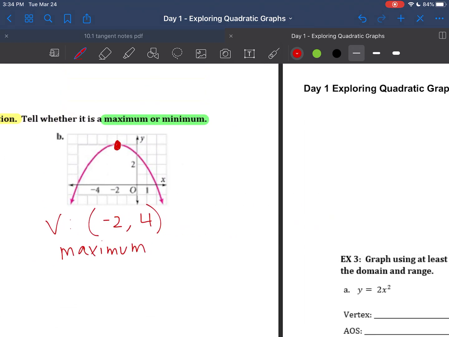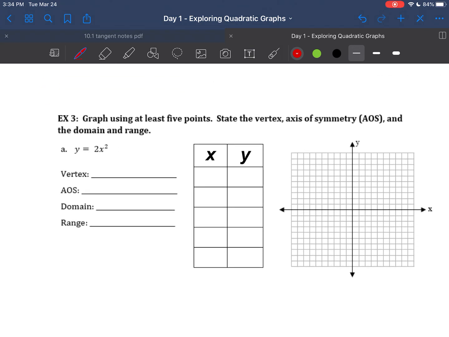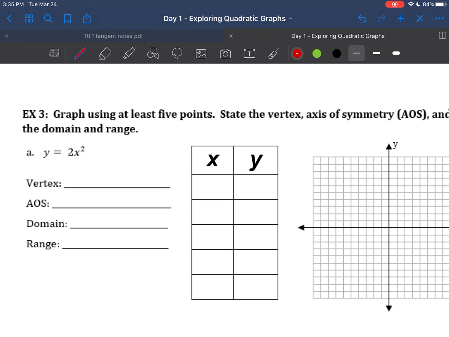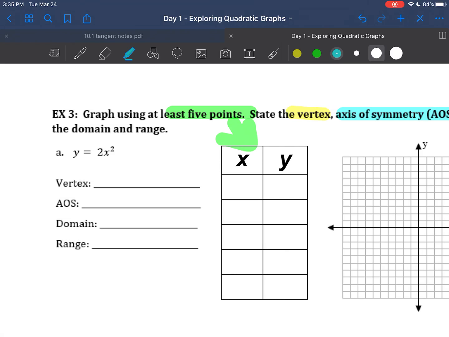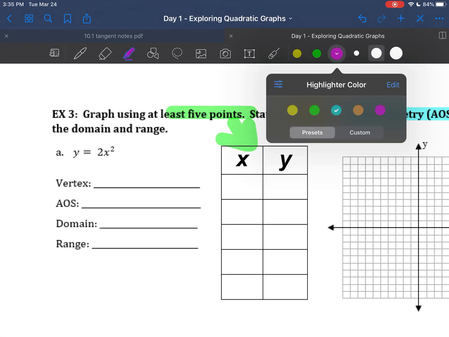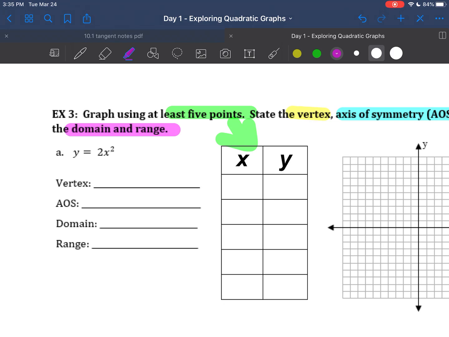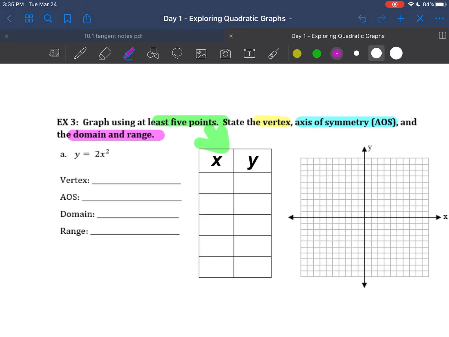Okay, let's look at these last two examples. We are going to do the same items, actually four or five items. Number one, we are going to graph using at least 5 points, and we're going to use the table of values for that. We are going to state the vertex. We are going to state the axis of symmetry. And I'm running out of colors here. We are going to state domain and range. All right, so our first group of items is 5 points.